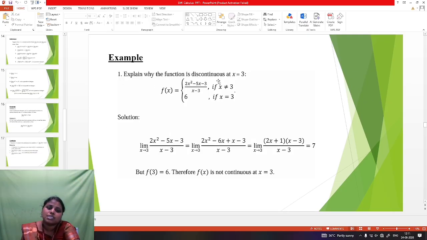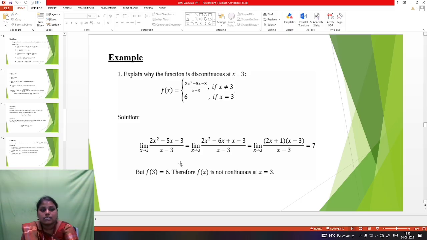Next, an example on continuity. Explain why the function is discontinuous at x equal to 3. The function is 2x squared minus 5x minus 3 divided by x minus 3 if x is not equal to 3, and 6 if x equals 3. Solution: the limit as x tends to 3 of 2x squared minus 5x minus 3 divided by x minus 3, which factors as 2x squared minus 6x plus x minus 3, divided by x minus 3.